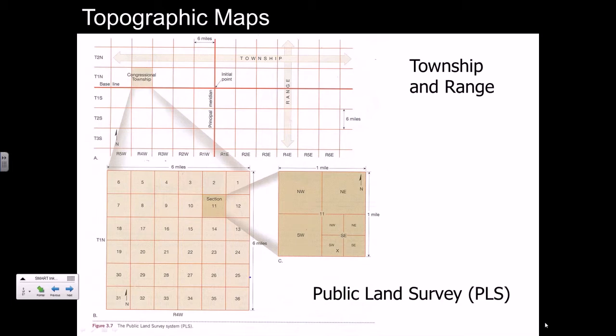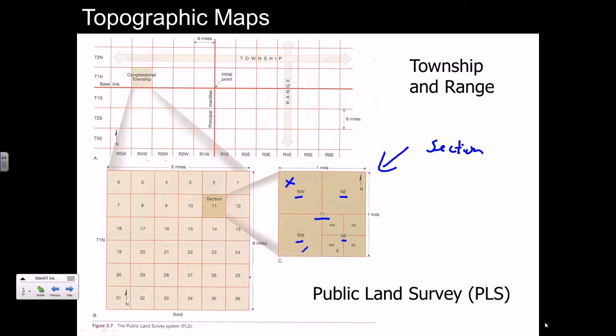And it's shown here on the right hand side. Right here, this is one section, and we're going to break it into quarters and then quarters again. So it's section 11, and you'll notice it has northwest quarter, northeast quarter, southwest quarter, and southeast quarter. So if I was sitting here, I would be in the northwest quarter.